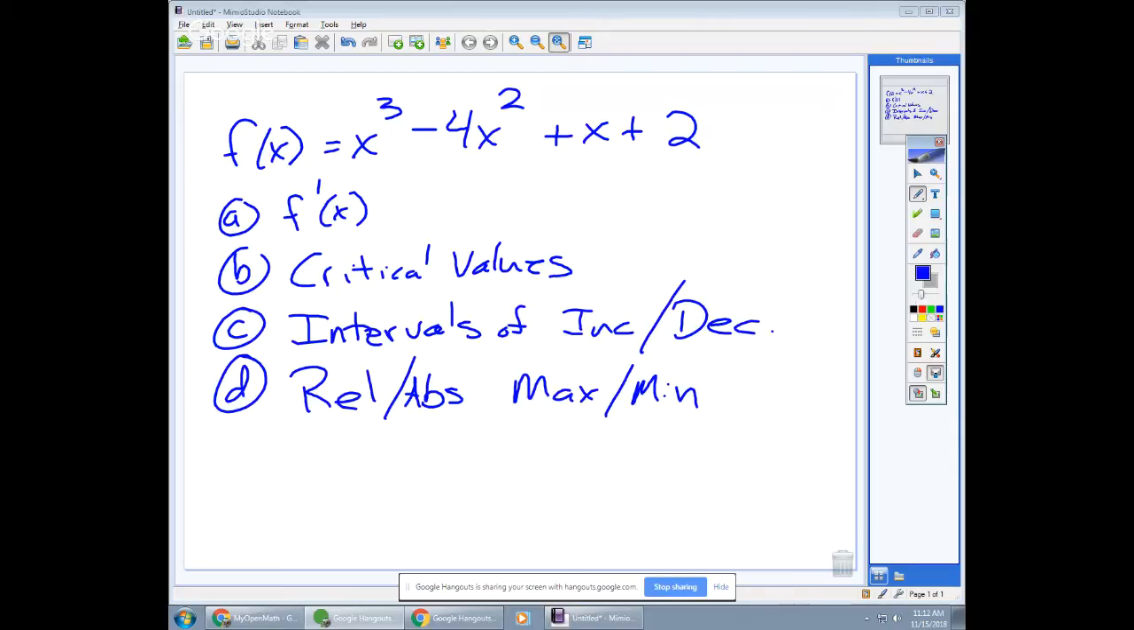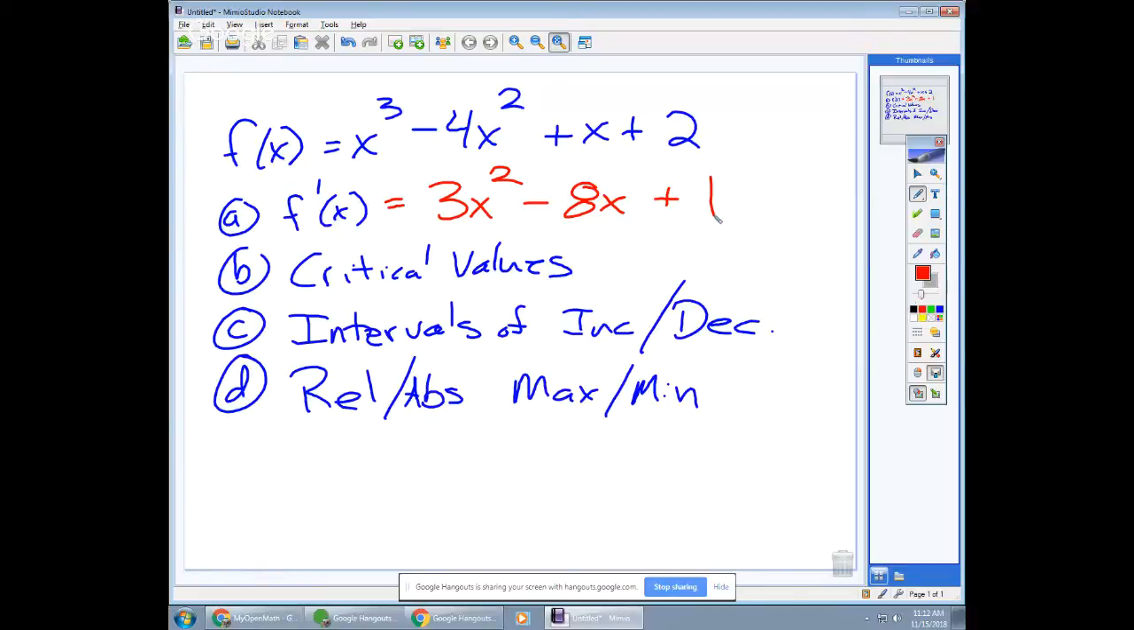Okay, so f prime of x, our first goal on this problem. What do we got? 3x squared minus 8x plus 1. All right, not too bad.